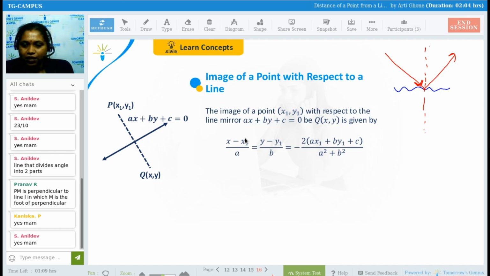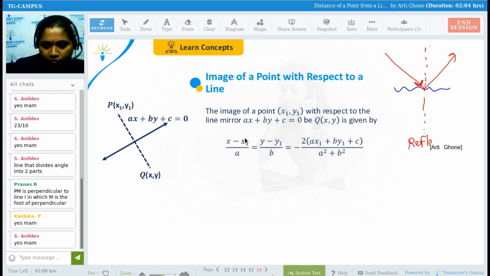Clear? There is a lot of difference between reflection and image, so understand the wordings. If there is a reflection, they are lying in the same half plane only. Clear? If there is an image, they are lying on the completely opposite side. Clear? So we are talking about the image. Okay. And this one is image.